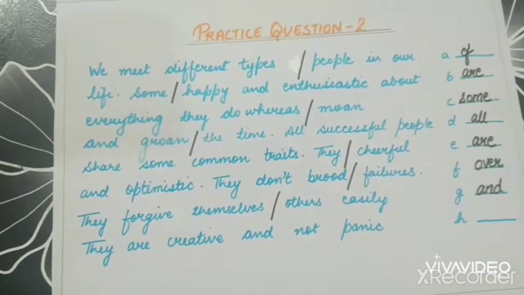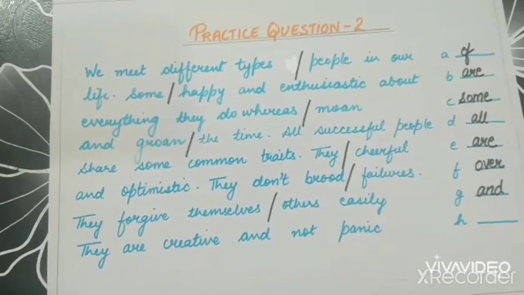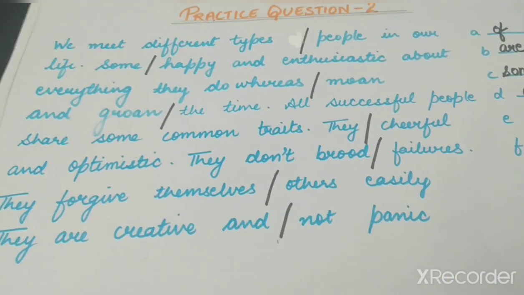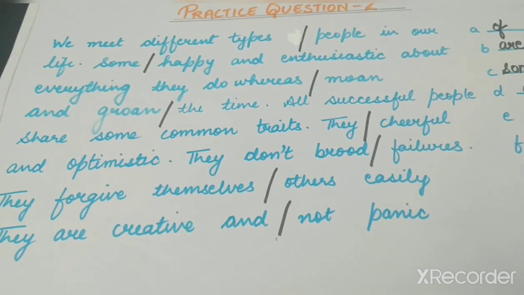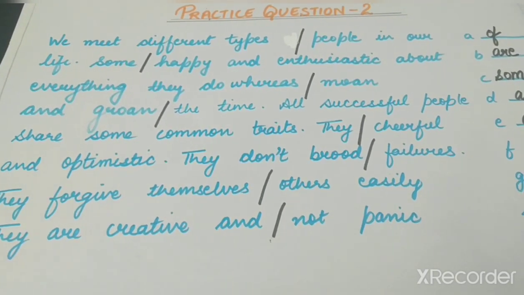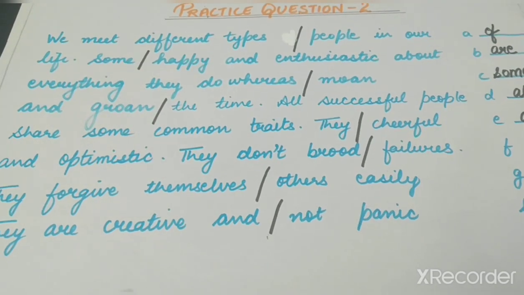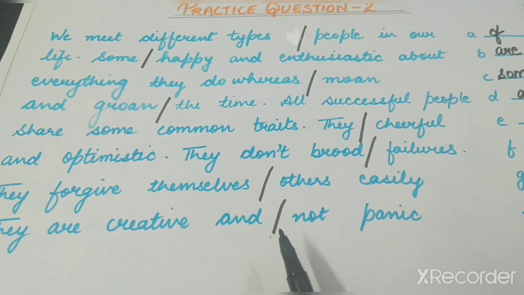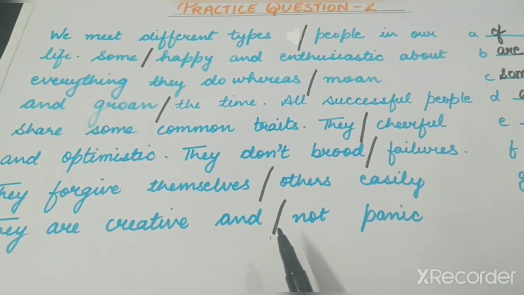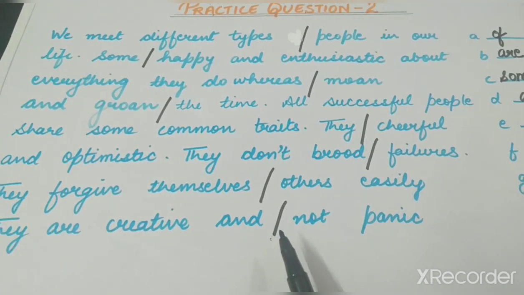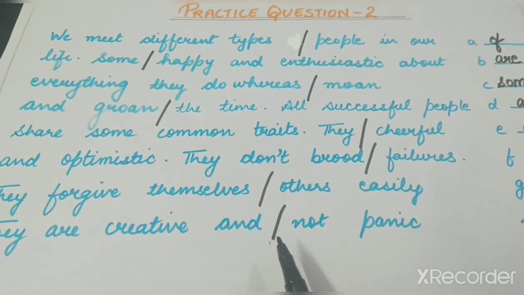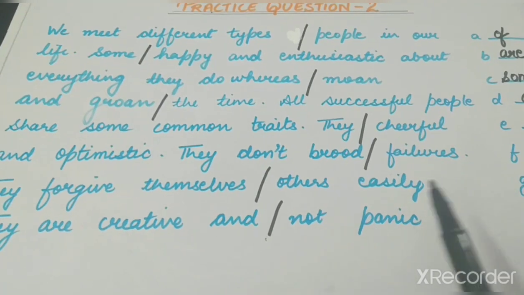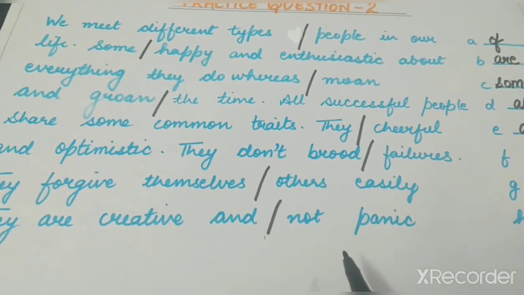Now the last sentence: they are creative and not panic. This sentence is also incomplete because no helping verb has been used in the negative sentence over here. Since this is a negative sentence and no helping verb has been used, this sentence is incomplete. With I, you, we, they and plurals, we use do. So the sentence will be: they are creative and do not panic.